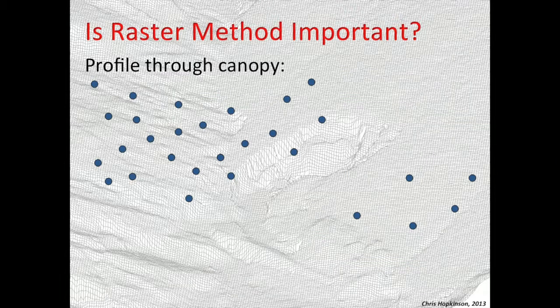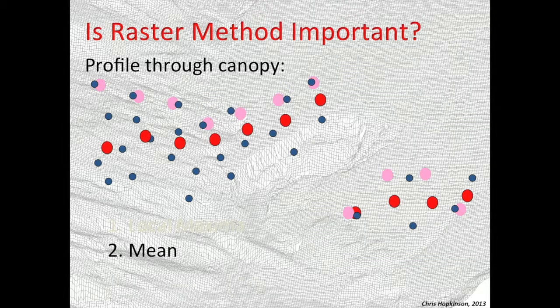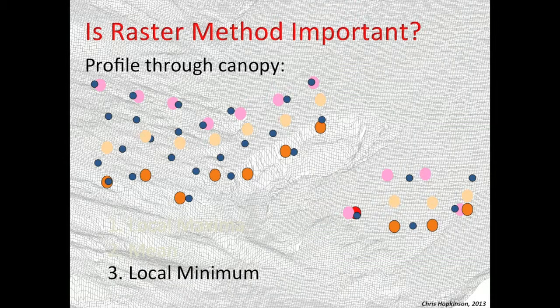And just to take this to the absurdly simple level, just to illustrate a point, here we have a profile through a canopy. And we're asking ourselves, is the raster method important? Well, if we want canopy height, we might use a localized maxima. And so the grid will conform to the nearest maxima point on that grid. But you can see here how there are differences between localized maxima, localized mean, and localized minimum.